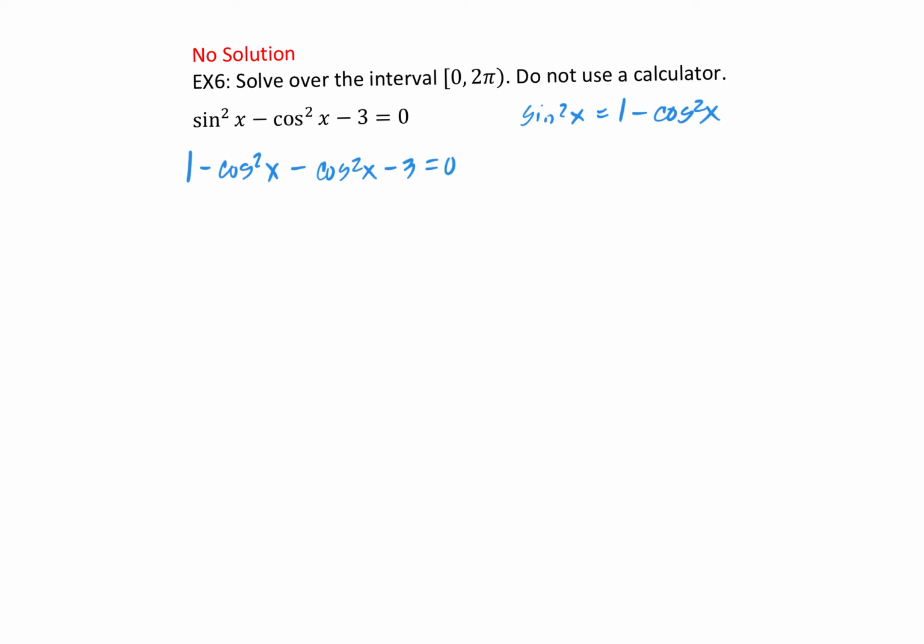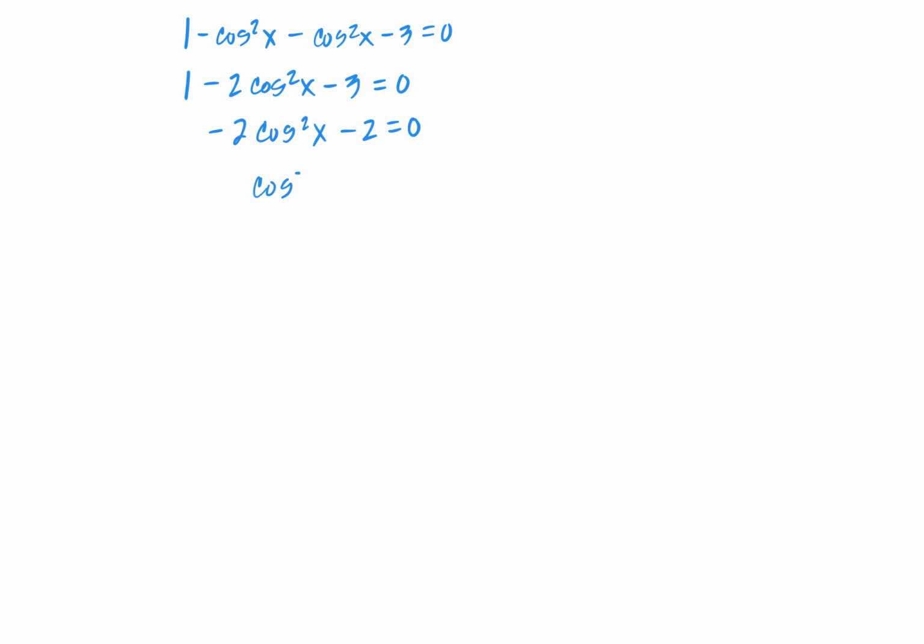So I have a minus cosine squared, I got 2 of those. And I also have a 1 minus 3, so I'm just combining like terms. So this would be a minus 2. Now if I get the cosine squared x by itself, by first adding 2 to both sides and then dividing by a negative 2, then I get cosine squared is equal to negative 1. So this is something squared equal to a negative number. That can't happen. So right now I see that there's no solution.